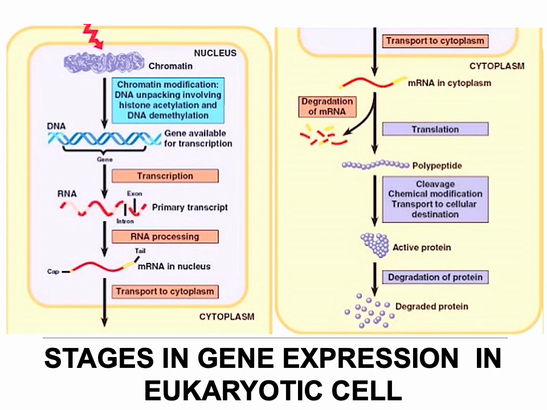The transcription occurs on the RNA. This is a primary transcript, and after the RNA processing, the ready messenger RNA will be transported to the cytoplasm. And in the cytoplasm, on the ribosomes, the translation, the protein synthesis occurs. And according to the length of their half-life, the messenger RNA will be degraded.